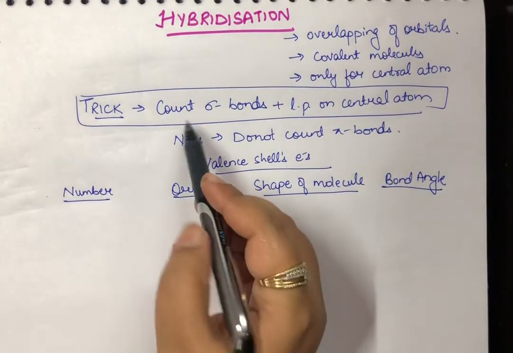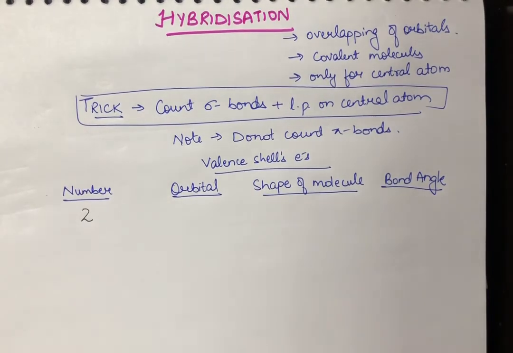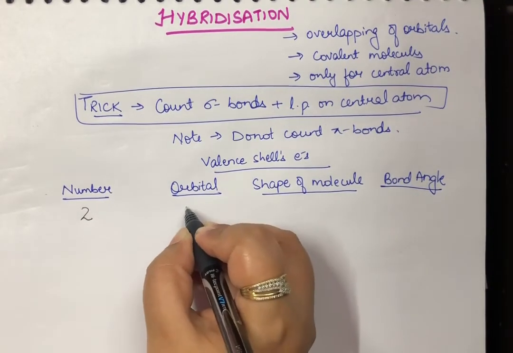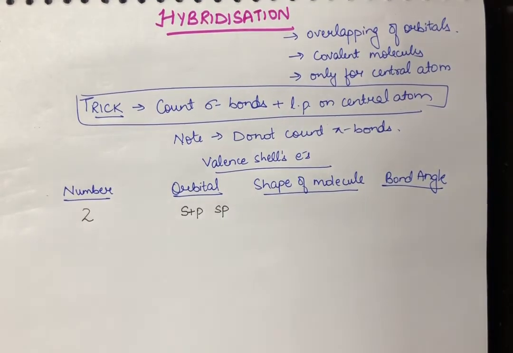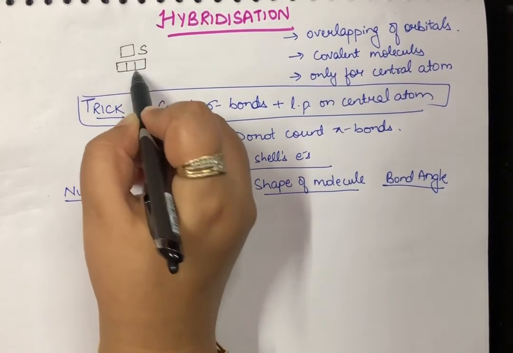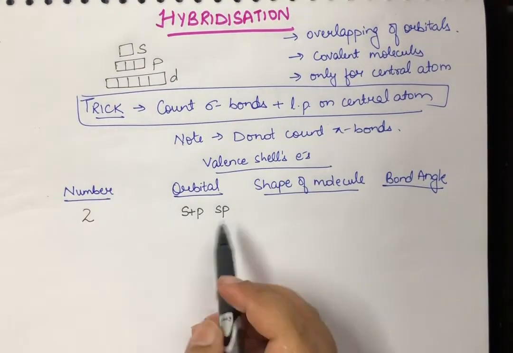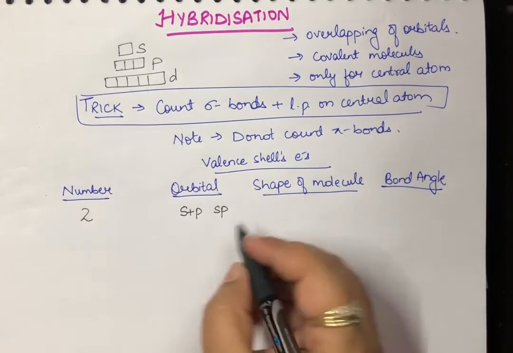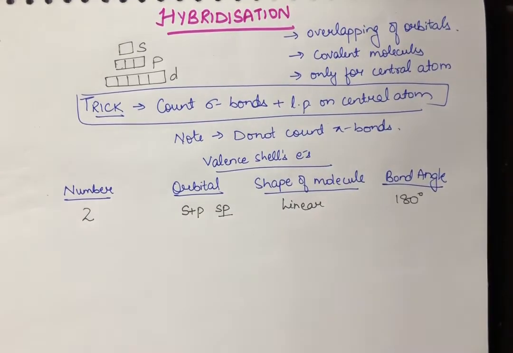Now, when you will be counting the sigma bonds and the lone pairs on the central atom, let's say the sum of both of them comes out to be 2. So if the sum is 2, the number of orbitals involved in hybridization will be one from s and another from p. So it is going to be sp. Just for your remembrance, s has one orbital, the p subshell has 3 orbitals, and d has 5 orbitals. So if you need 2 orbitals for overlapping, one is from s, the next would be from p. So it is going to be sp, the shape of such a molecule would be linear, and the bond angle is 180 degrees.